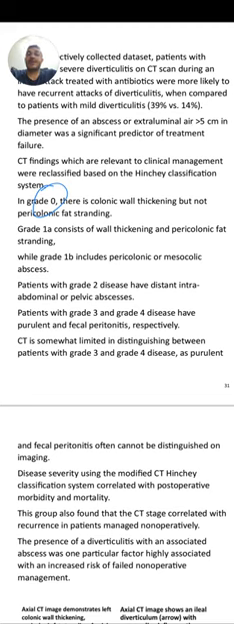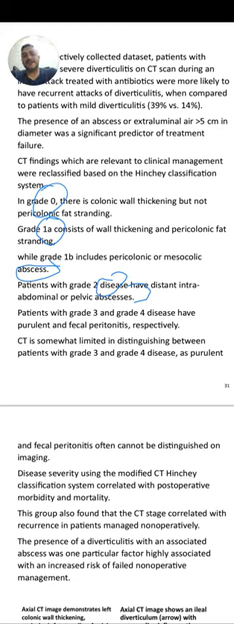Here, modified Hinchey 0 is just colonic wall thickening, not more than that. Grade 1A consists of wall thickening plus pericolonic fat stranding. 1B means pericolonic or mesenteric abscess. Grade 2 is pelvic abscess. And 3 and 4 are purulent and fecal peritonitis.